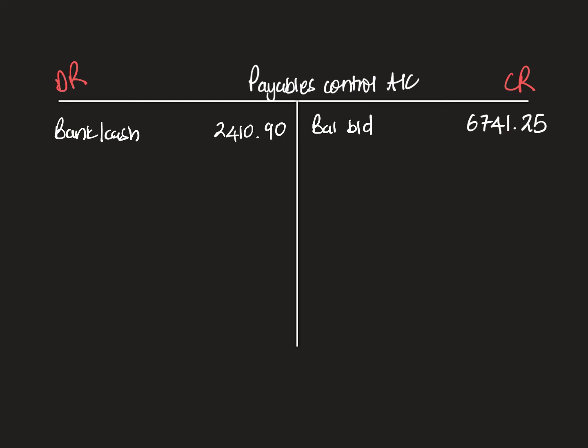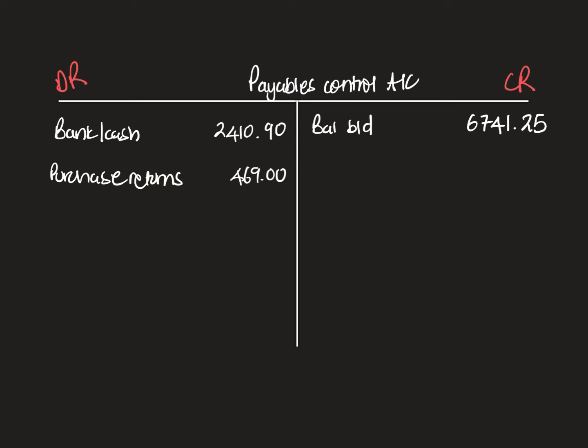Next up, we have some purchase returns. Again, returns made to a supplier will reduce the balance outstanding. So this too will be on the debit side. And the amount of these returns equates to $469.